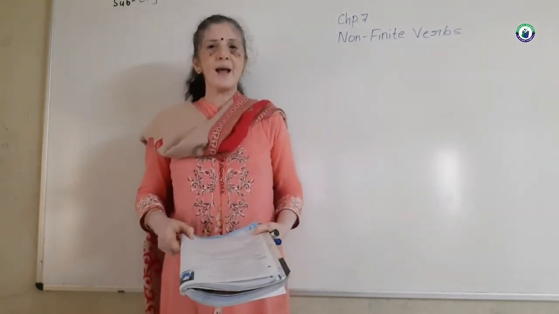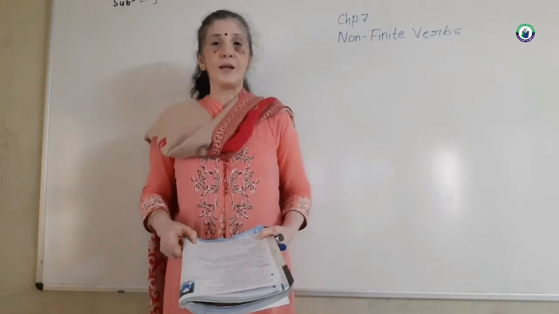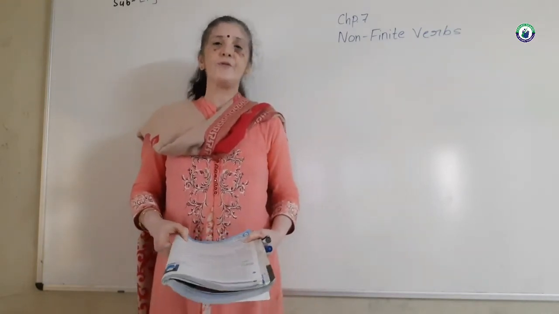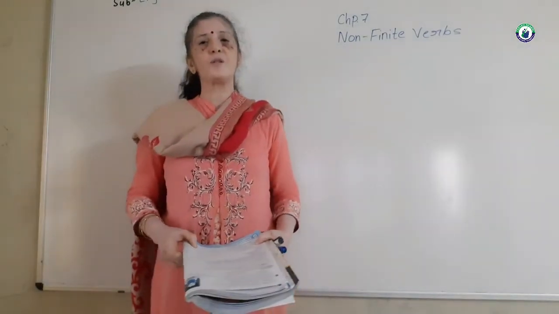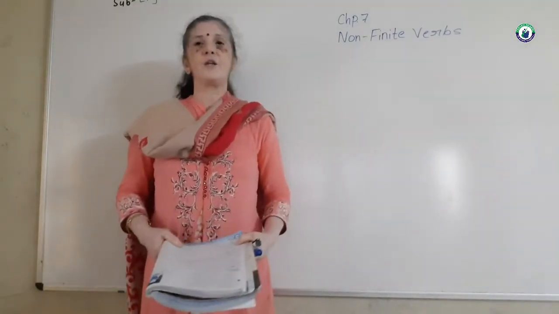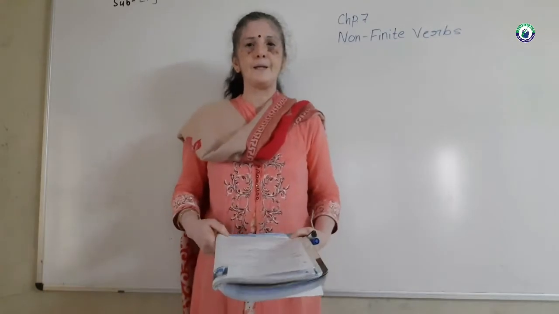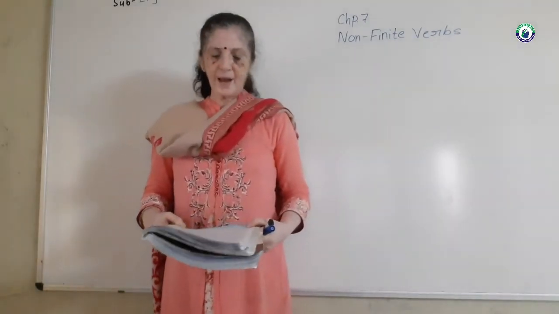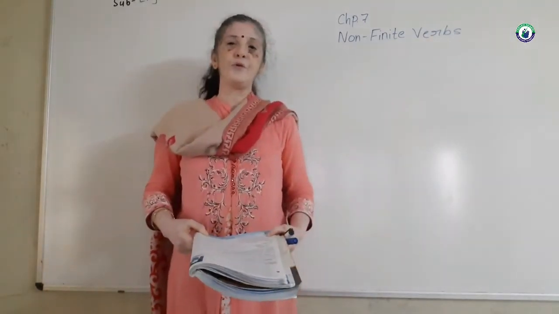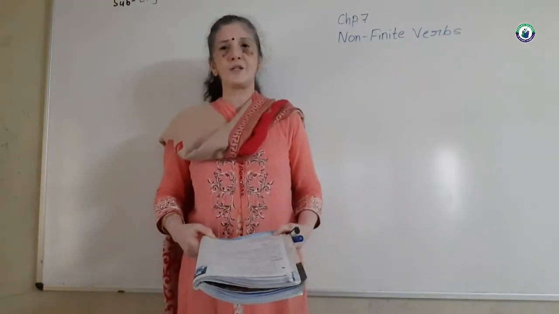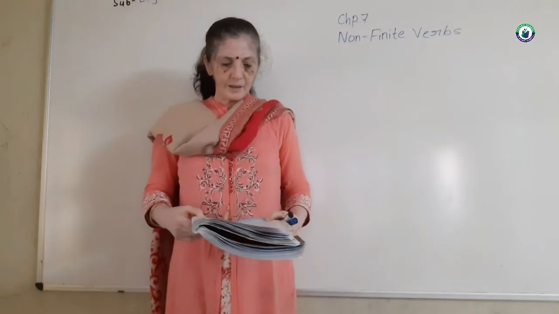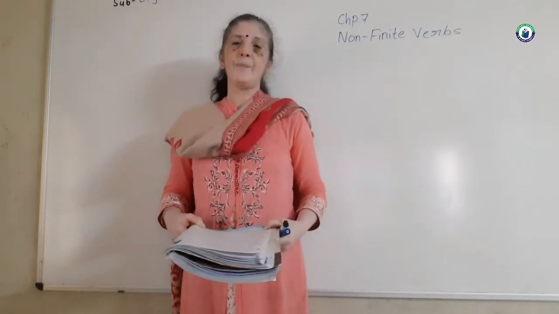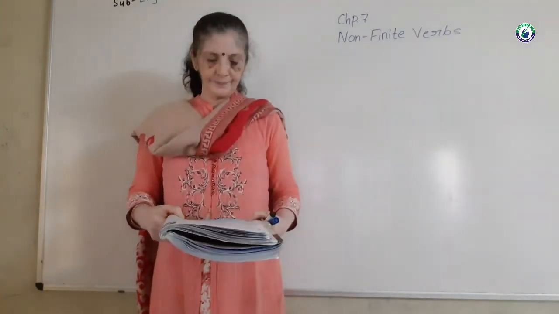As a gerund acts like a noun, we can use articles before a gerund, we can use possessive adjectives before a gerund, and we can use words like some and many. Gerunds can have their own adjectives. Before a gerund, we can use adjectives also. For example, her graceful dance was appreciated by all.